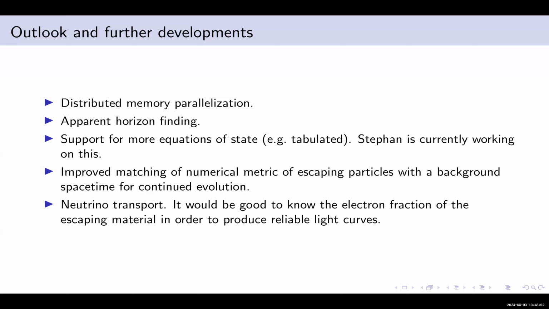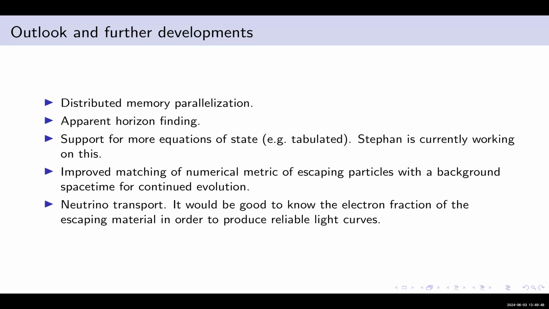Slide, and talk a little bit about the outlook and further developments. And one thing that we need to get done is a distributed memory parallelization of the code, because currently it's only OpenMP parallel, and that limits the number of particles we can actually go to, because the runs take quite a long time then. I would also like to add an actual apparent horizon finder to the code itself, so I don't have to read it into a separate tool afterwards and can use the apparent horizon finder directly. We need support for more equations of state. Currently, we have polytropic and piecewise polytropic, but Stefan is currently working on tabular equations of state, so we can do more interesting things.